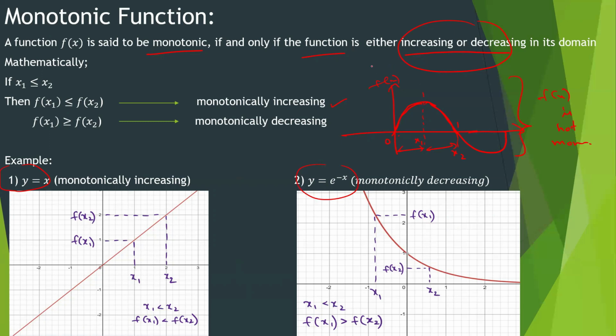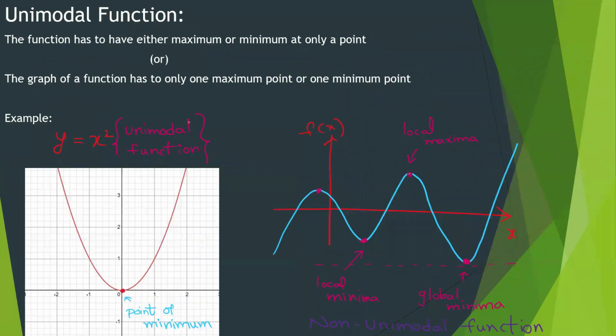So suppose if you take this example, as I said, in this entire domain, the function is increasing and decreasing, and again is increasing. So this is not a monotonic function, basically. So next, we need to know about what is a unimodal function as well. The graph of a function has to have one minimum point or one maximum point only.